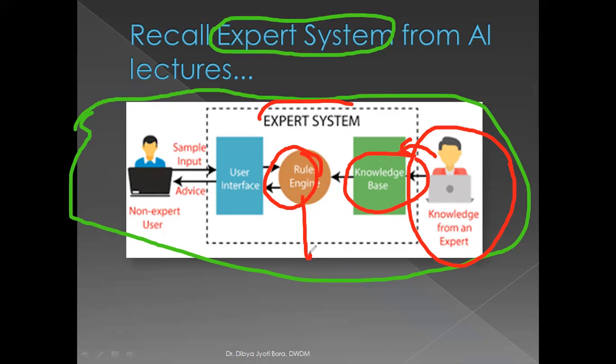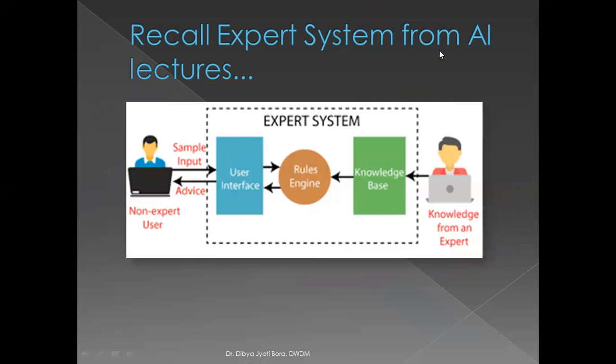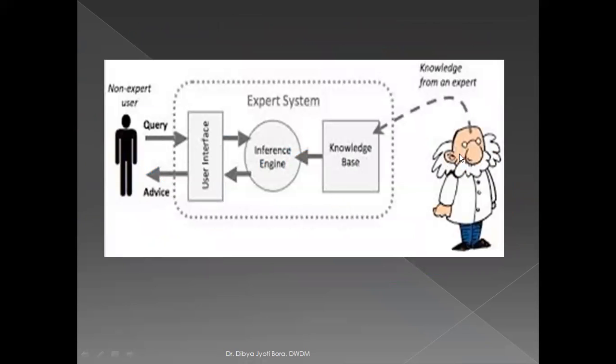Rules engine, and some user like you and me are just providing the input. Okay, these inputs are coming to that rule engine, and based on those inference rules and consequences, the advice will be given to that particular user. So that's how an expert system works. Okay, so one more diagram for this: query, advice, user interface, inference engine, knowledge base, knowledge from an expert. You can easily see this.